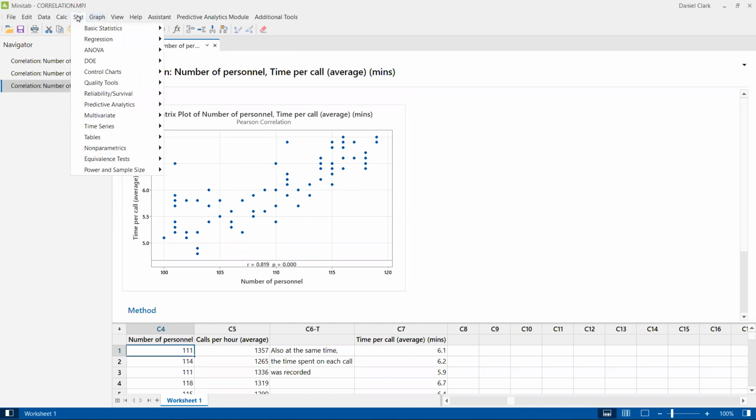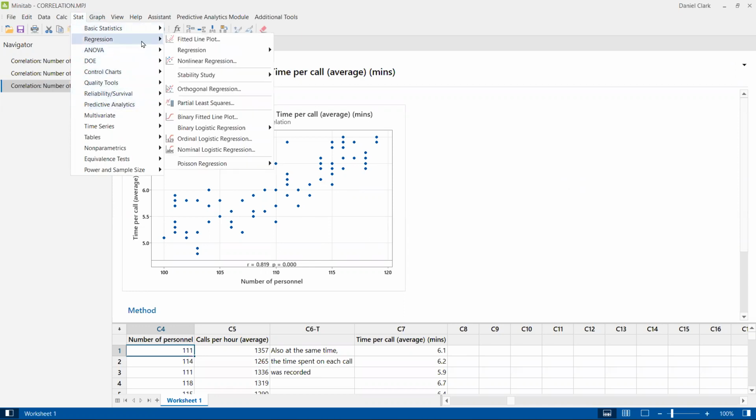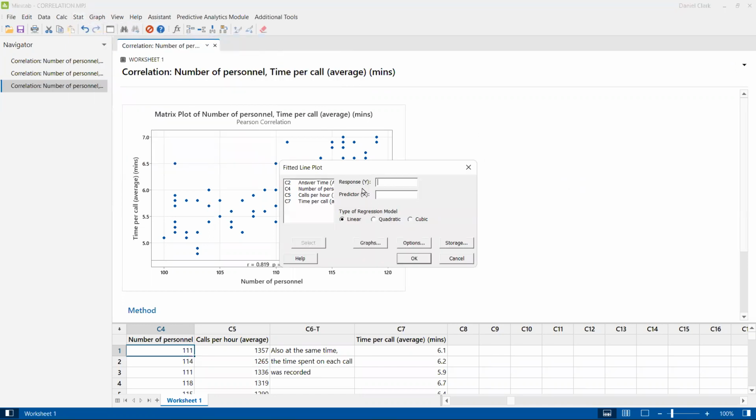So we go to Stat, Regression, and we're just going to do a simple fitted line plot regression. Here is the one place in Minitab where it actually labels your Y and your X, your response and your predictor. In my theory, I'm saying the number of personnel affects the time per call on average. So my response is time per call. My predictor is number of personnel.